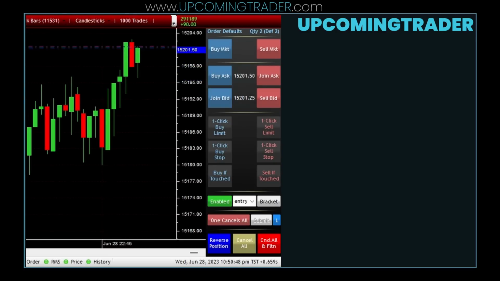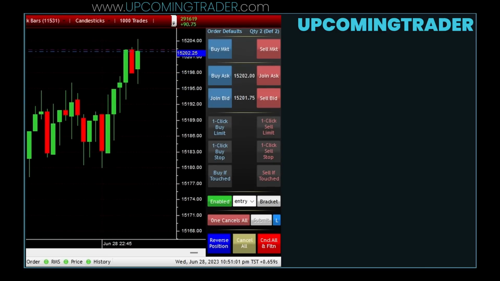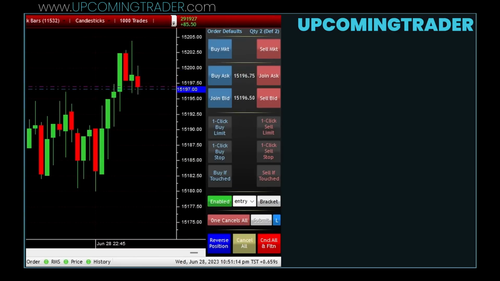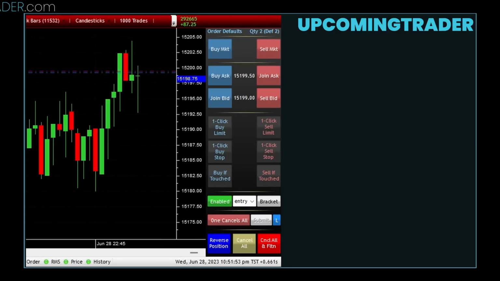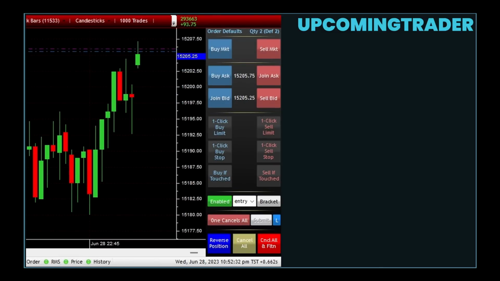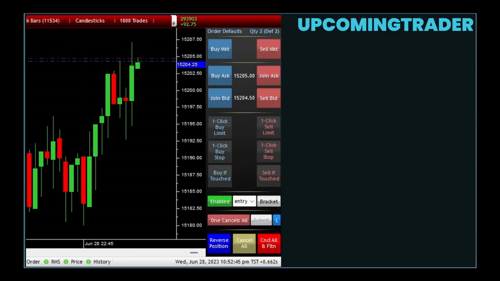Now, aggressive buyers will enter the market using a market order. A passive buyer will enter the market using a limit order. On the other hand, an aggressive seller will enter the market using a market sell order, and a passive seller will enter the market using a limit sell order. These different order types affect the way the price moves in the markets.